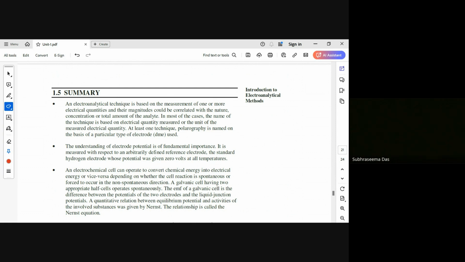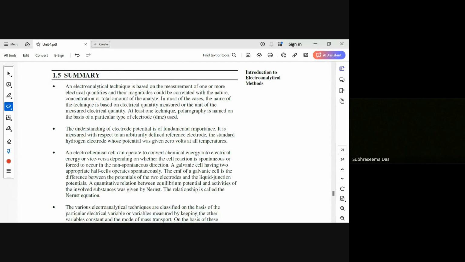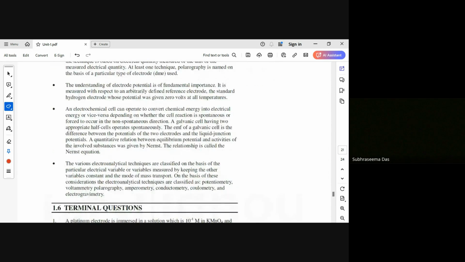Now, an electrochemical cell can convert electrical energy into chemical energy or vice versa, depending upon the spontaneity of the reaction. One of the common cells that we work with in electrochemistry is a galvanic cell. The EMF of a galvanic cell represents the difference between the potentials of the two electrodes and the liquid junction potentials. The quantitative relation between equilibrium potential and the activities of the reactants was given by Nernst, which is called the Nernst equation.